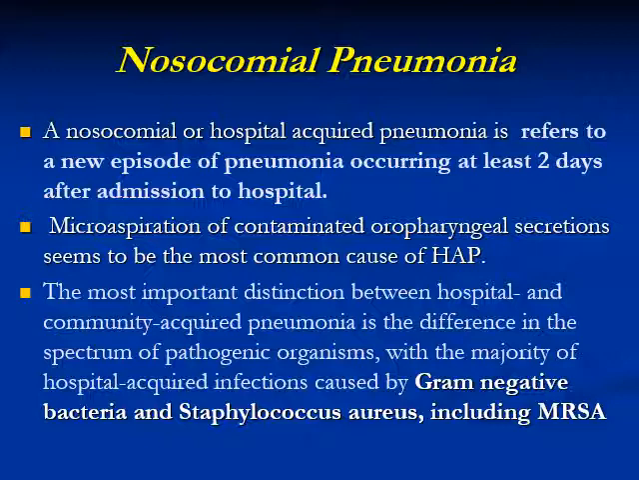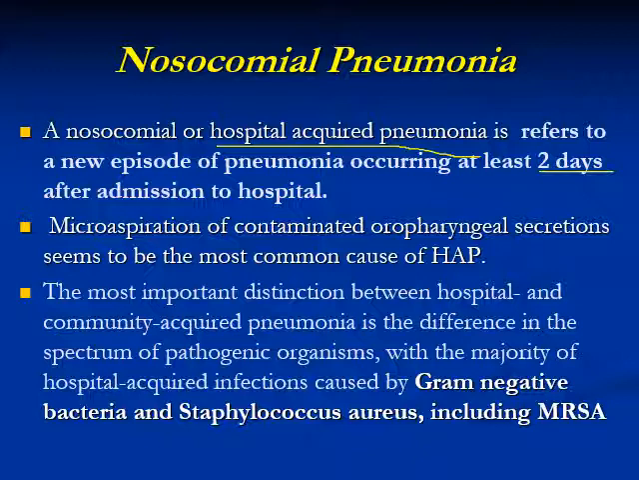Nosocomial pneumonia or hospital-acquired pneumonia refers to the new episode of pneumonia occurring at least 2 days after admission to the hospital. A patient admitted to the hospital has no pneumonia, but for other diseases, for hypertension, for ischemic heart disease, for liver disease, and in the hospital, 2 days after admission, he developed pneumonia. This is called hospital-acquired pneumonia.